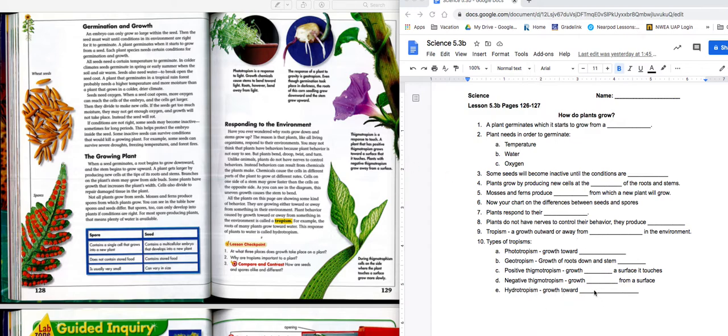We already talked about hydro, growth toward water. All these different tropisms, guys, that helps plants respond. Helps them survive, gets them to be what God wants them to be.